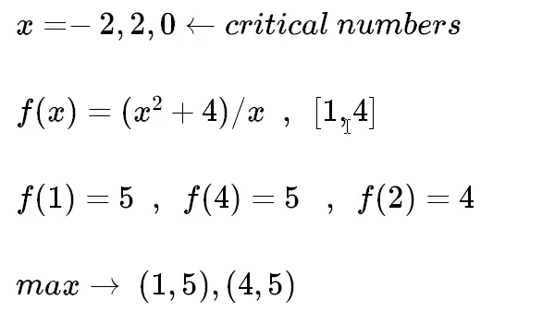So what I'm going to do now is go ahead and plug in our endpoints. Our left endpoint, which is 1, plug that in, and we get 5 out. And then we're going to plug 4 into our function, and we also get 5 out. Now we're going to be plugging in 2, and we get 4 out.